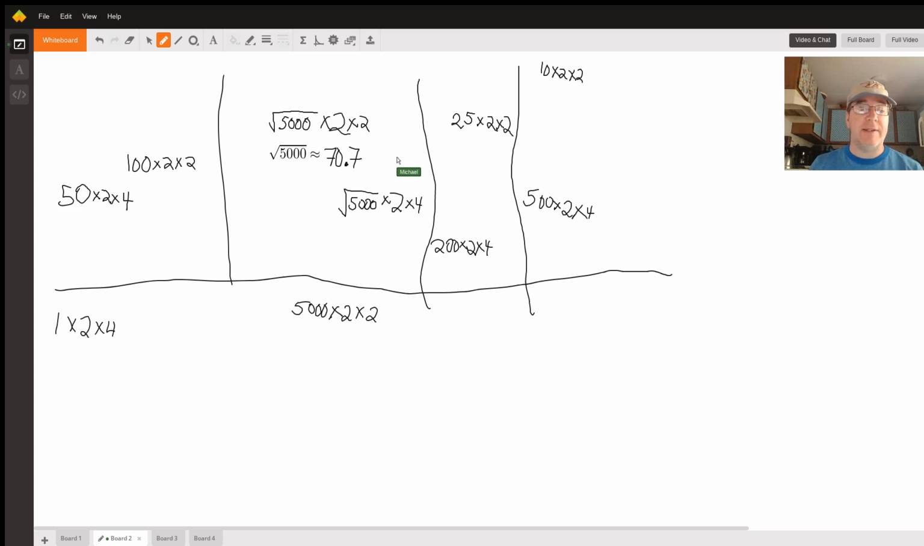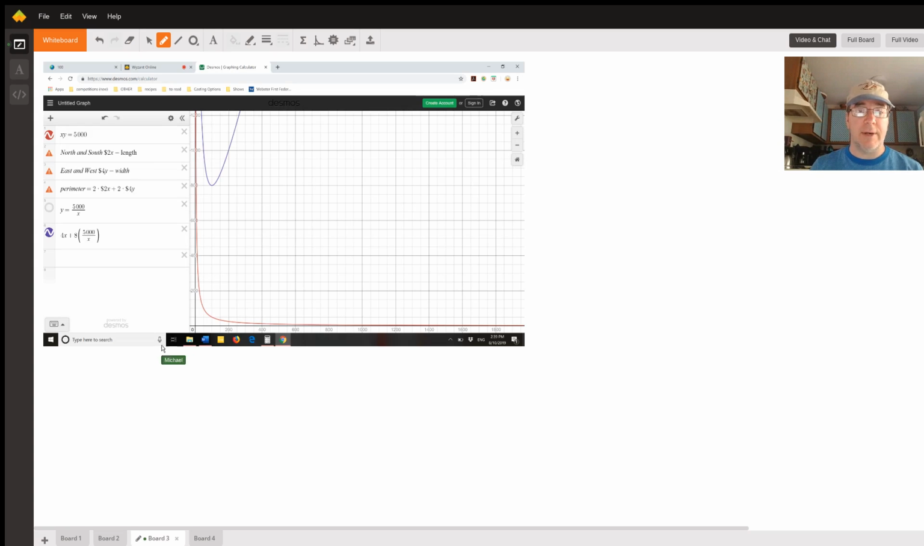So what is in fact the mathematical way to find the cheapest fence? Well, here I have some graphs. The first graph is this red one, and it is when you multiply x times y, length times width, you get 5,000. So here are all the different combinations of lengths and widths that make an area of 5,000 square feet. Down here is the square root of 5,000 times the square root of 5,000, which makes a 5,000 square foot area. But it is not, in fact, the cheapest fence.